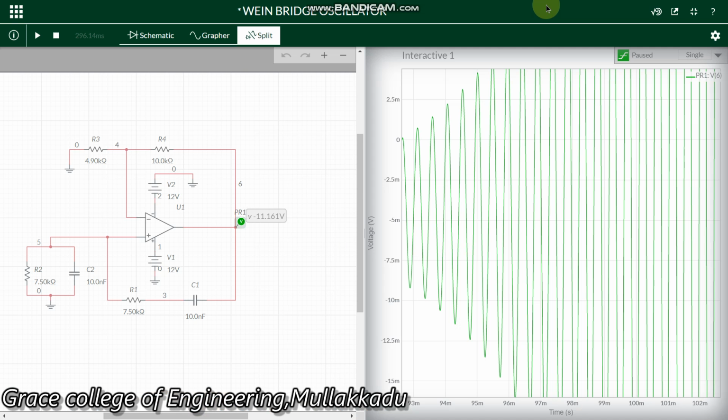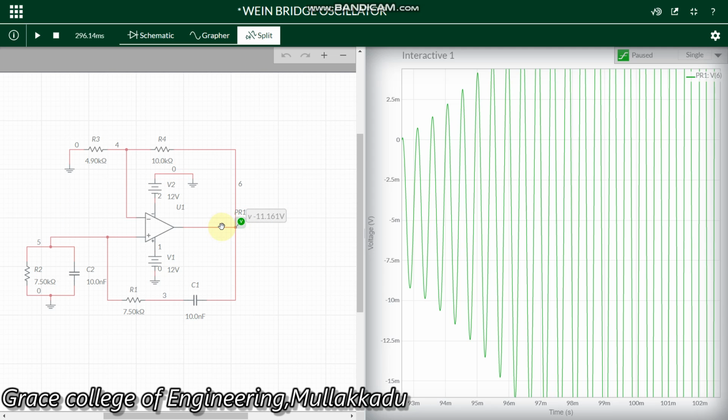This is the live output for the Wien bridge oscillator. This is the diagram for the Wien bridge oscillator. Here the op-amp produces a 180-degree phase shift, and this RC network, the series-parallel combination, is the Wien bridge network, which produces a 180-degree phase shift, and it generates a sinusoidal waveform at this output.